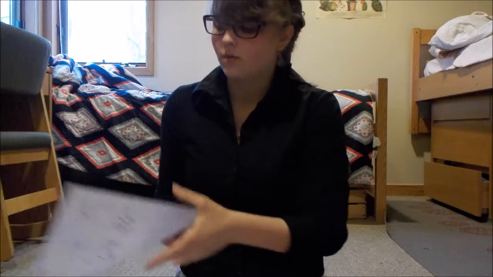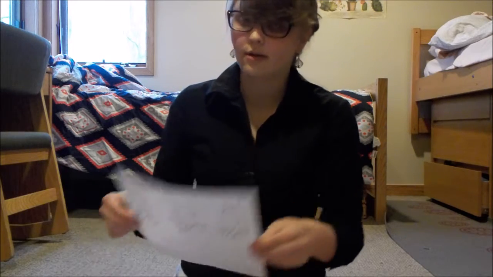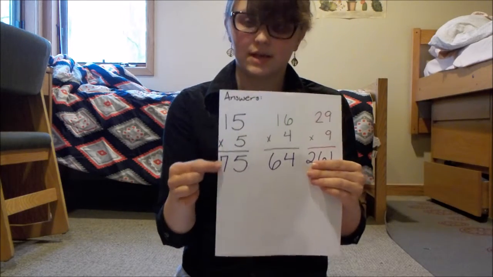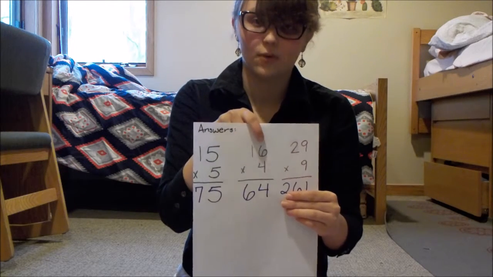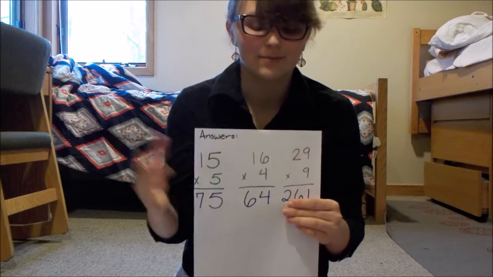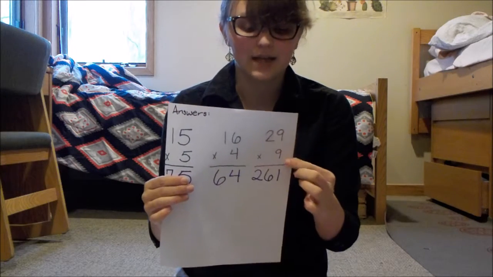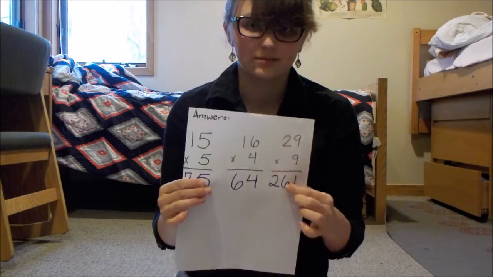Okay, now I made sure to include calculator checking. So what I got from multiplying using a calculator is 15 times 5 is 75. We got that right. 16 times 4 is 64. If you got 64, we got it right. 29 times 9 is 261. We're right. So that's the Hutchings low stress algorithm.